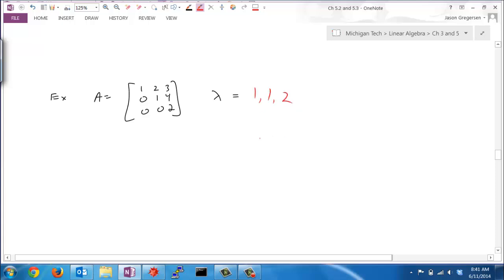1, 1, and 2. I plug in lambda equals 1 into A minus lambda I, which is 1 minus lambda, 2, 3; 0, 1 minus lambda, 4; 0, 0, 2 minus lambda. I'm going to plug in lambda equals 1. I want to see how many eigenvectors I get. So go ahead and do that. Plug in lambda equals 1. Find the eigenvectors here.